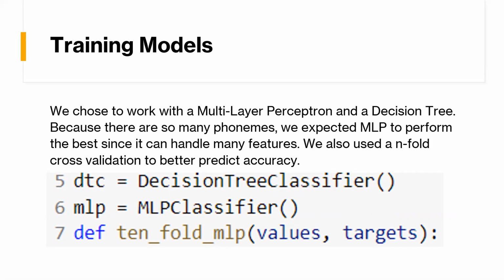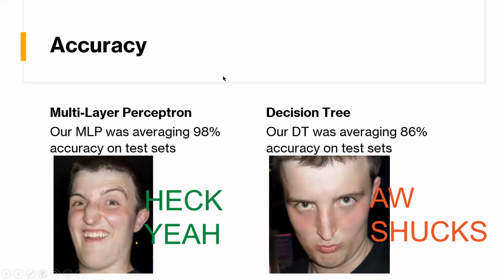We also tried decision tree. Decision tree was not quite as accurate. With multi-layer perceptron, we were able to get 98% accuracy when we ran a 10-fold cross-validation test on it. And with decision tree, we got about an 86% accuracy.